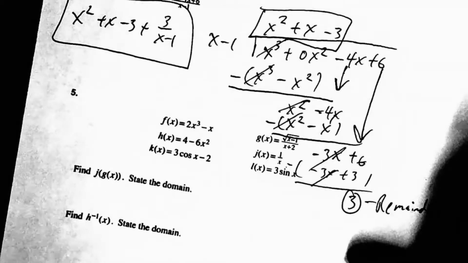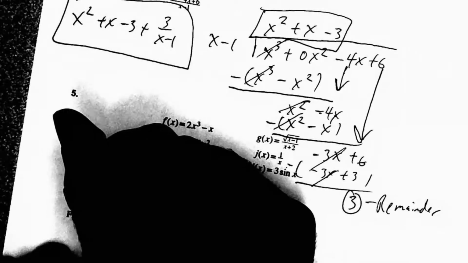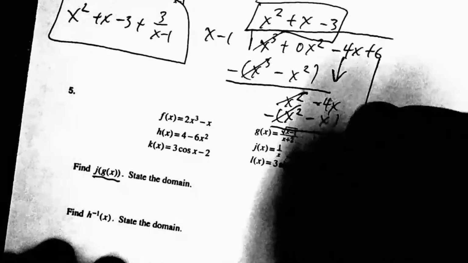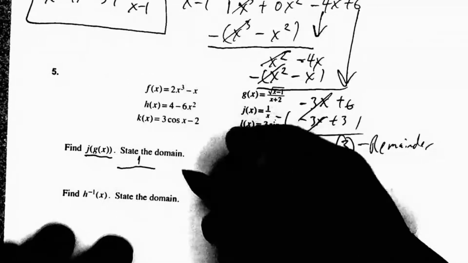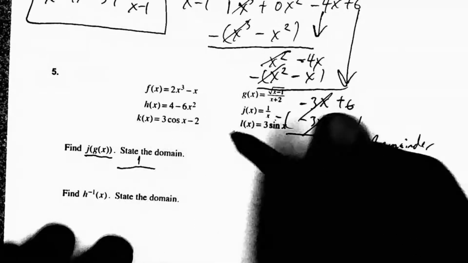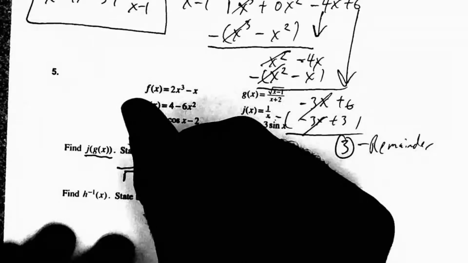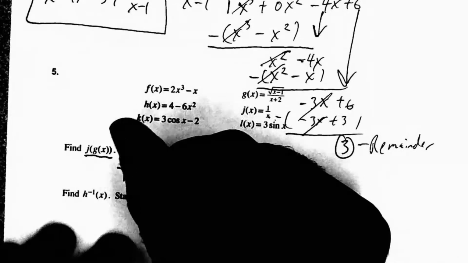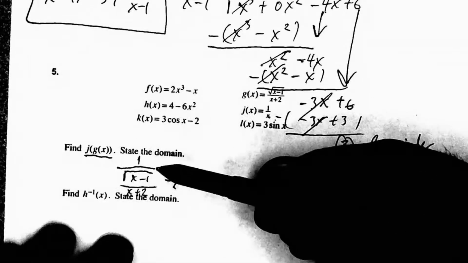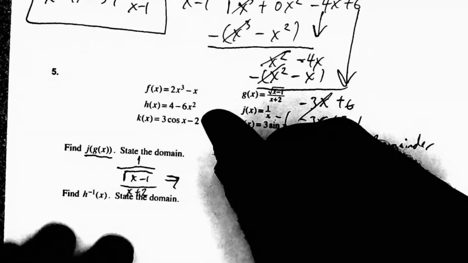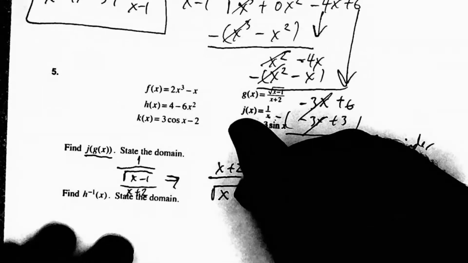Okay. Last one, number 5. We have a composite function, j of g of x. Okay, so j of x is 1 over x. So it's going to be 1 over, and then I'm going to put my inside function to replace x. So my inside function is this whole thing right here, the square root of x minus 1 over x plus 2. When you do 1 over a fraction, it flips the fraction. So what you end up with is x plus 2 over the square root of x minus 1.